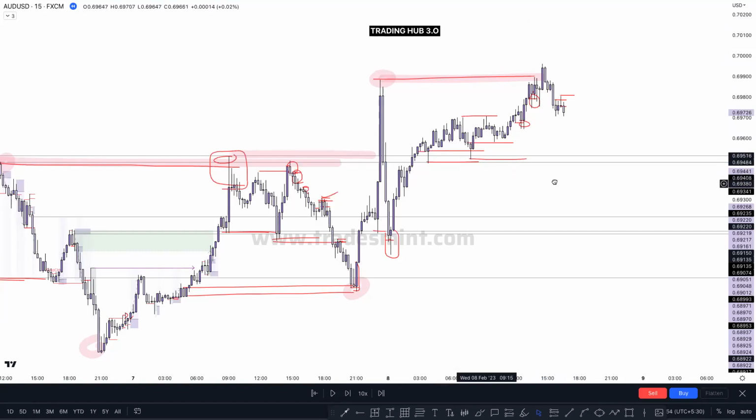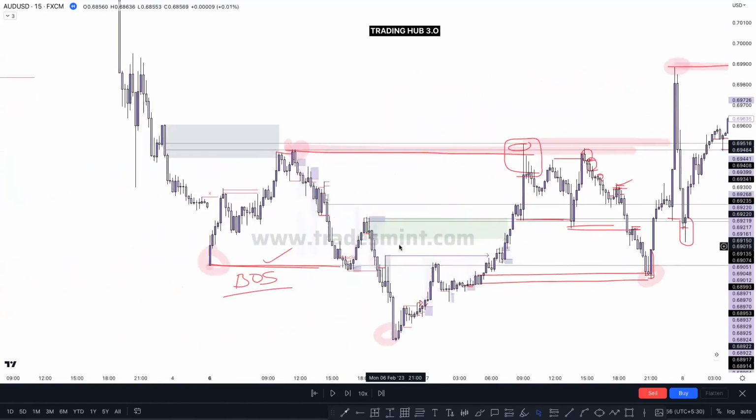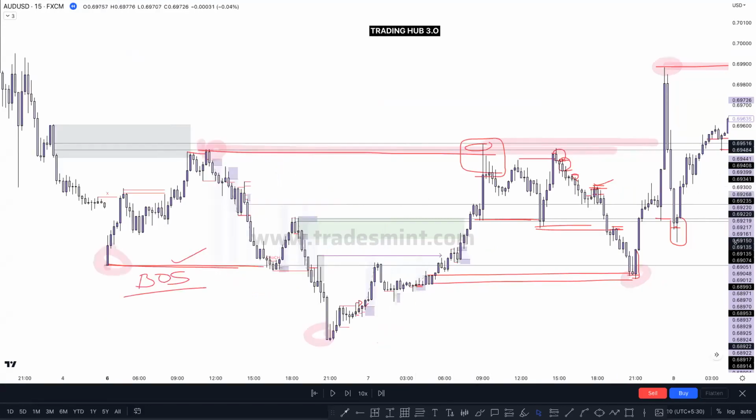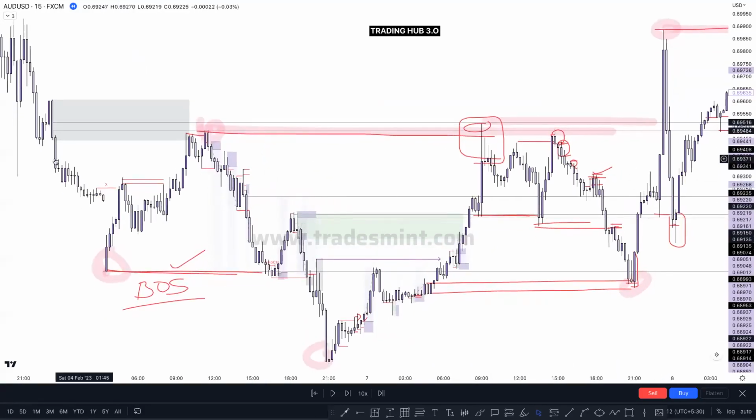If there is any question related to this one, you can ask me here. I will shout out, because once I upload on Discord, a lot of people ask me why this move happened here and why you marked this one, and I'm not able to answer your question. So you can ask me here.